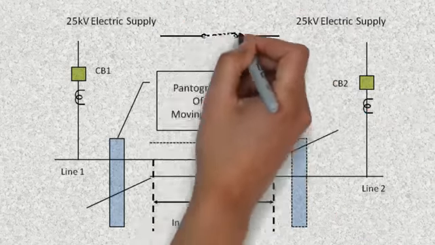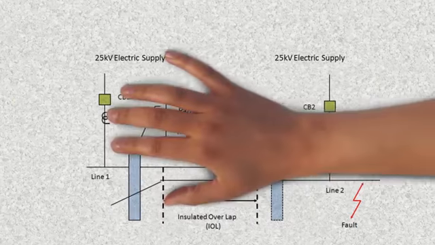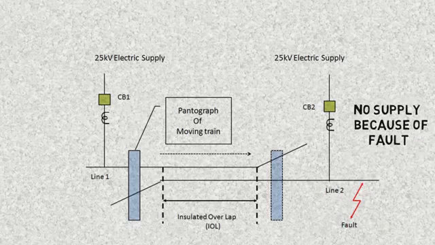During normal operations, whenever there is a condition of insulated overlap and both the lines of the insulated overlap have supply, then the train gets a parallel supply and no problem is encountered. But the problem comes whenever one line has the supply and the next line doesn't have supply. This also really falls into two categories. The first one is that the second line does not have supply as a certain fault has occurred at the second line.